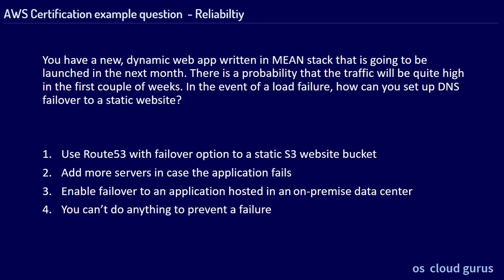You have a new dynamic web app written in MEAN stack that is going to be launched in the next month. There is a probability that the traffic will be quite high in the first couple of weeks. In the event of a load failure, how can you set up DNS failover to a static website? So please read the 4 possible answers, and then we have a look at the correct one. And of course, this is going to be a failover with Route 53, and as you can already see in the question, you find the word failure to a static website, and this is quite an easy question.